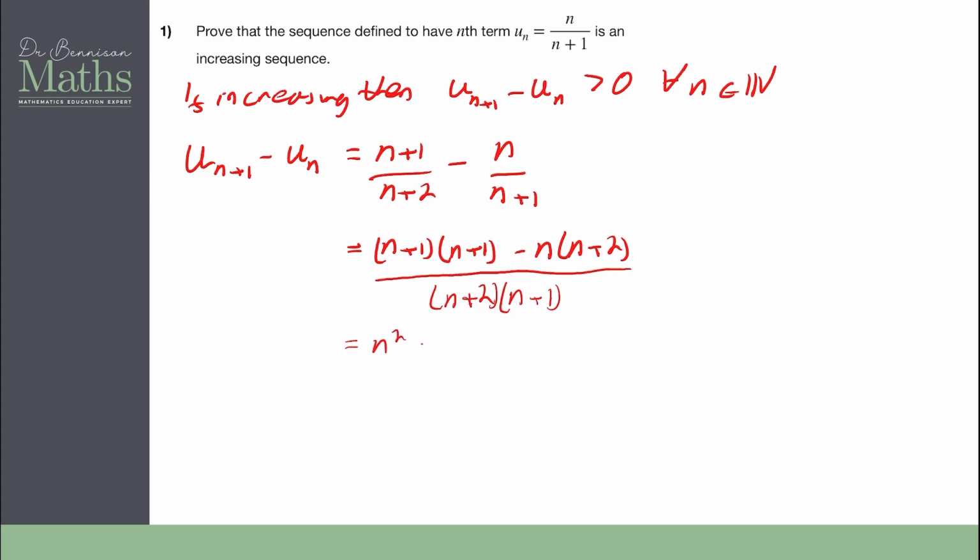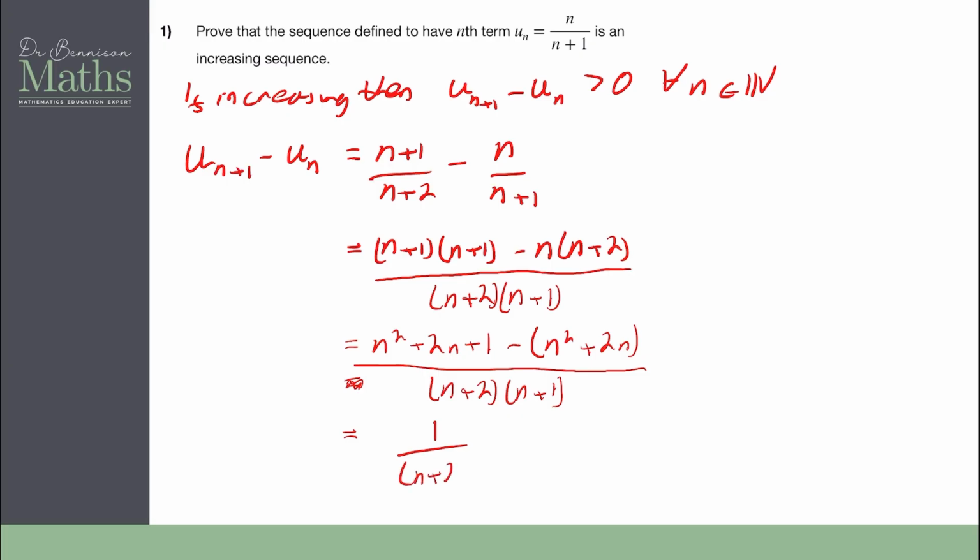Expanding our brackets, we've got n squared plus 2n plus 1 minus n squared plus 2n, over n plus 2 n plus 1, which is 1 over n plus 2 times n plus 1, which is always bigger than 0 for all n in the naturals. Hence, the sequence un is increasing.